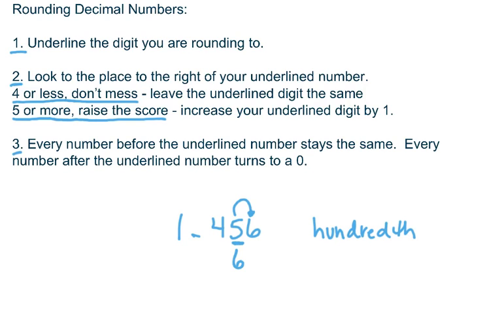The third step here is every number before the underlined number stays the same. So anything going to the left is going to stay the same. So 1 will stay the same, the decimal point will stay the same, and the 4 will stay the same. Every number after the underlined digit goes to zeros. So 1 and 456 thousandths rounds to the nearest hundredth and becomes 1 and 460 thousandths, or, you can take that zero off, 1 and 46 hundredths.